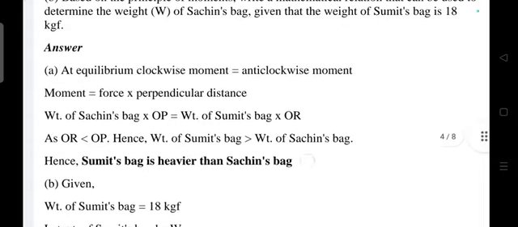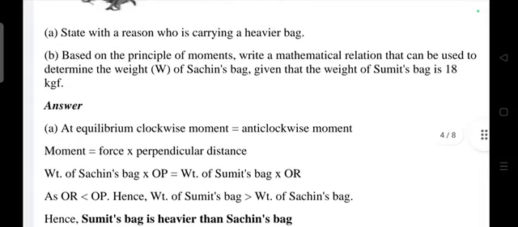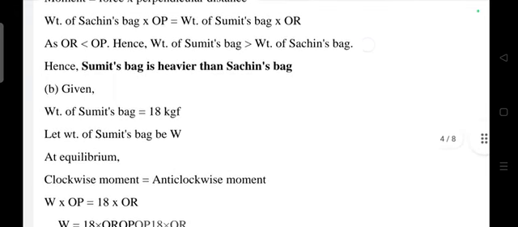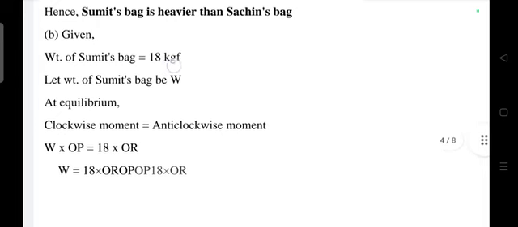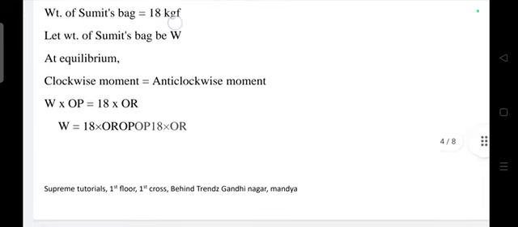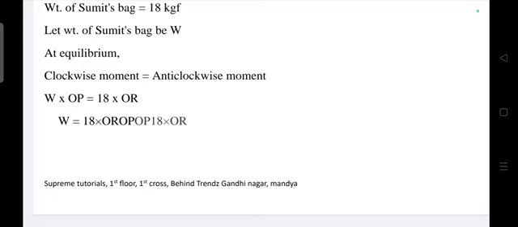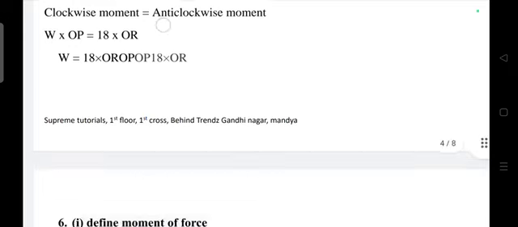Next, second question: based on the principle of moments, write the mathematical relation that can be used to determine the weight of Sachin's bag, given the weight of Sumit's bag is 18 kg. Let the weight of Sachin's bag be W. At equilibrium, clockwise moment is equal to anti-clockwise moment. W into OP equals 18 into OR. So W is equal to 18 into OR divided by OP.